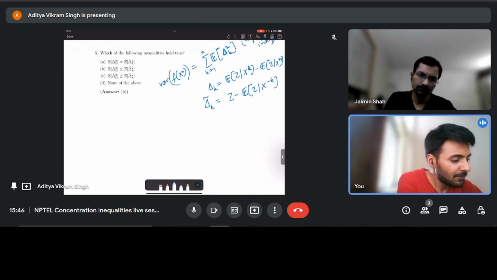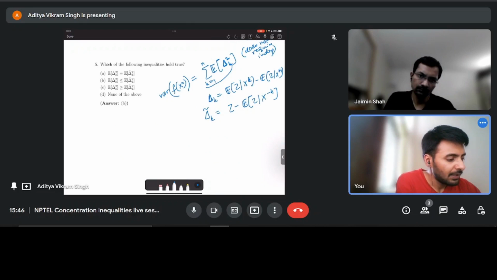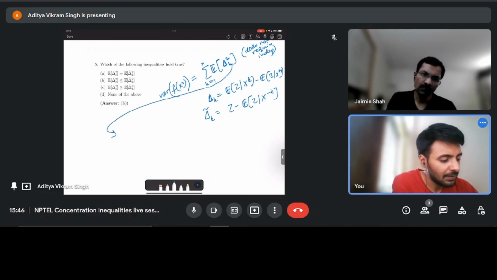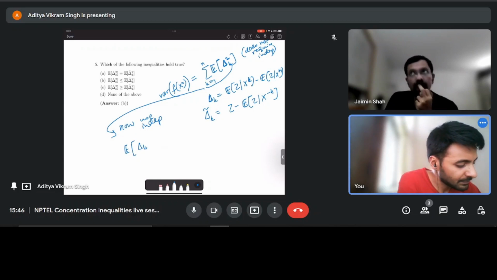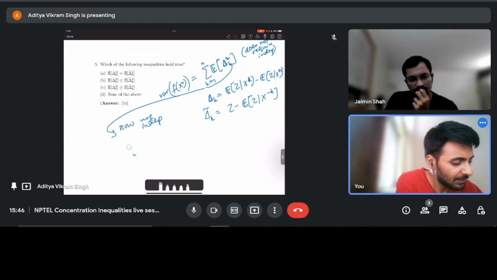So basically we want to relate this quantity to this quantity. So we have reached here, and now we use independence. Now use independence to relate it to the delta tilde quantity. So that would basically give you that you have this delta k square. Okay, so let me not do this part.